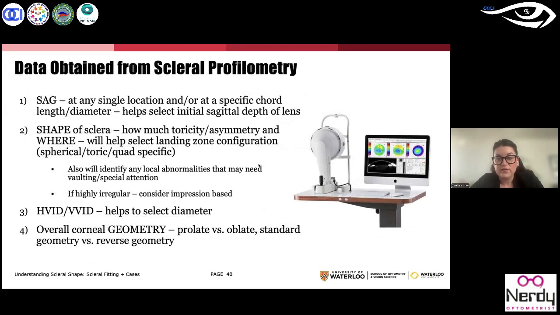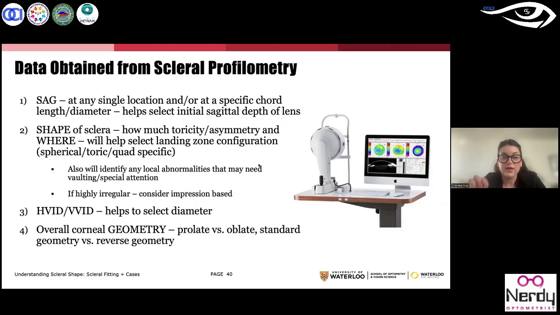So we get a lot of data. As we know, we can measure the sag at any single location or average over a specific chord length. So that helps us select the initial sag of the lens. It shows us the shape of the sclera, how much toricity and asymmetry, and where this lands. Is it horizontal, oblique, vertical? So that helps you right away select your landing zone configuration.